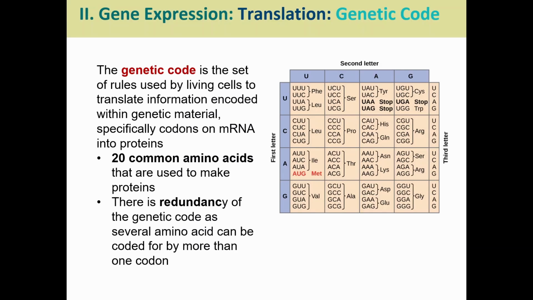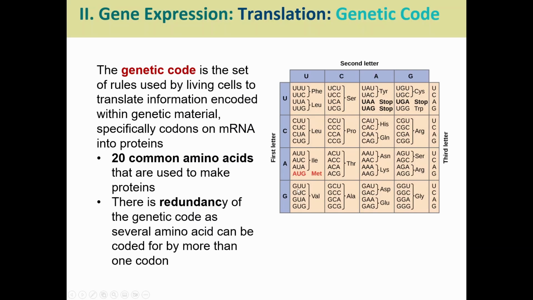Now let's go ahead and read this table. I'm just going to pick one. Let's say GUC. So first letter G, I'm going to go to G. Second letter is U. So I'm in this row. U is this column, so I'm going to be in this box. GUC, valine. Right, that's what I'm getting out of that.